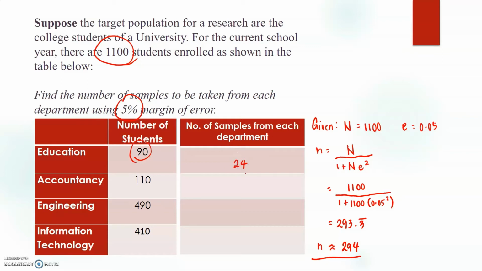Okay, so out of the 90 students from the education department, we'll have to get 24. Next, we'll follow the same process for 110. So we have 110 divided by 1,100 times 294. And it gives us 29.4. So we will only need 29 students for accountancy.